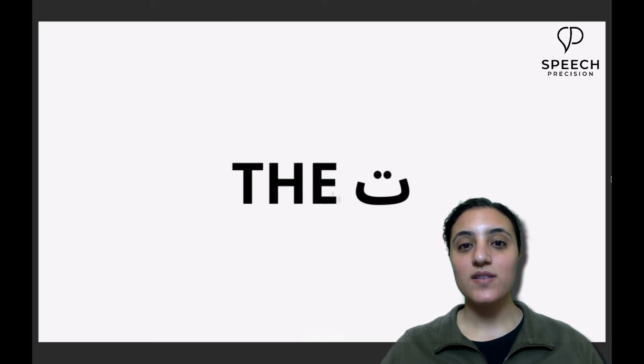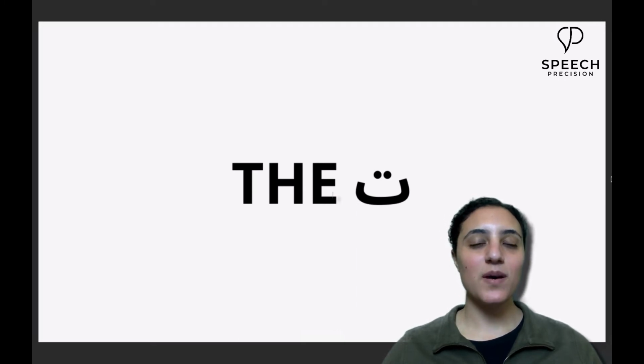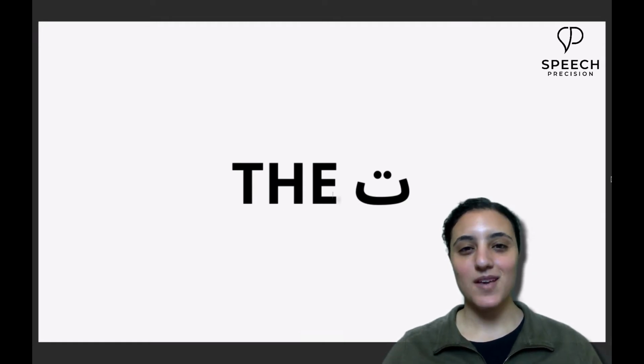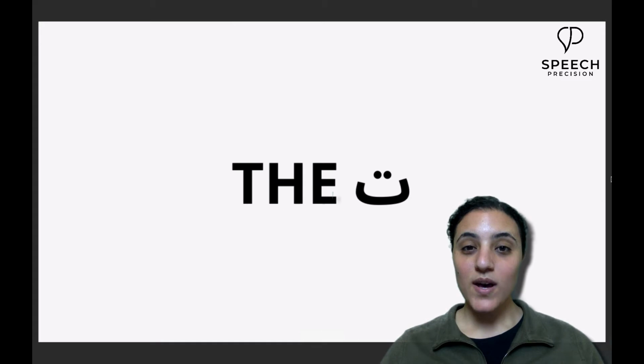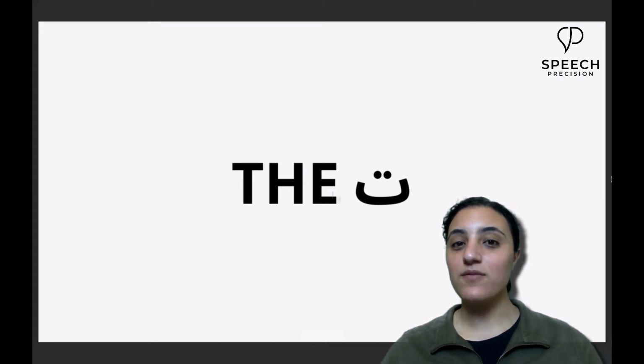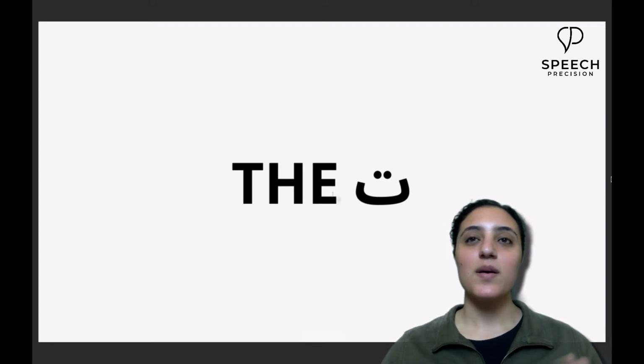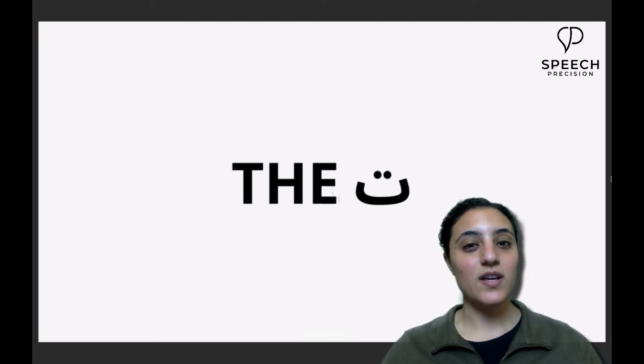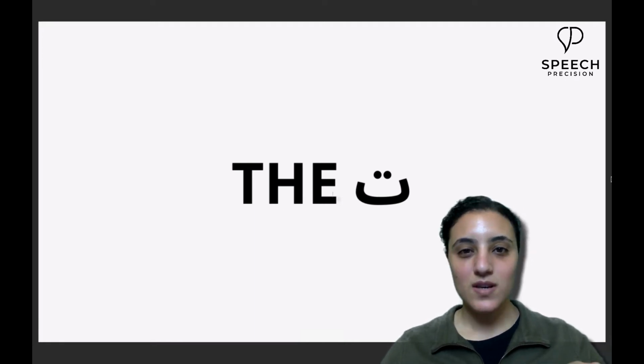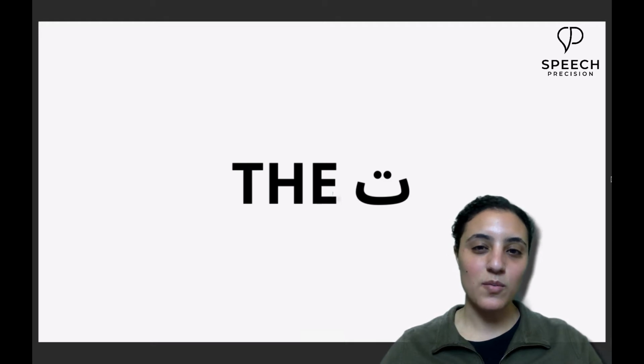In this video, we're going to talk about the ta. And you might be thinking, I'm good. I have that one down. The ta is just like the English T. You're right. It is the closest sound we have to the ta in English, but it is also different in some ways. And when we understand the differences between the ta and the t, it'll really help us make our Quran recitation and our pronunciation a little bit more precise.